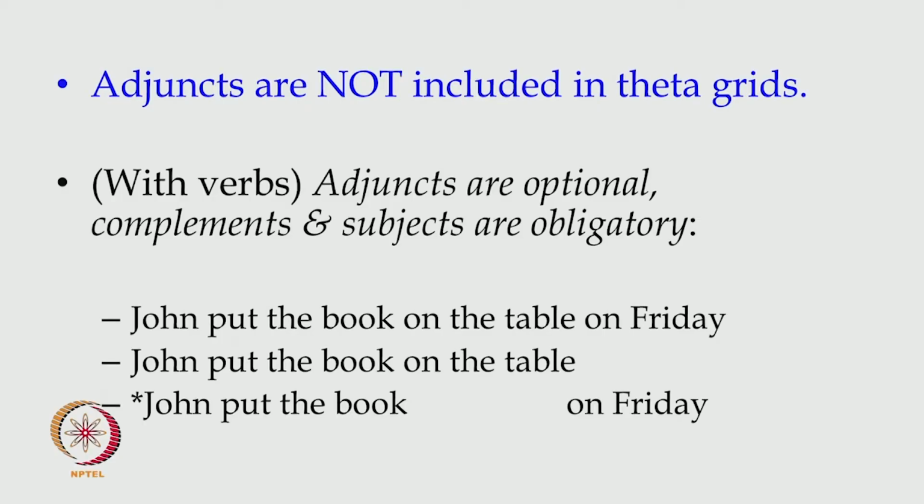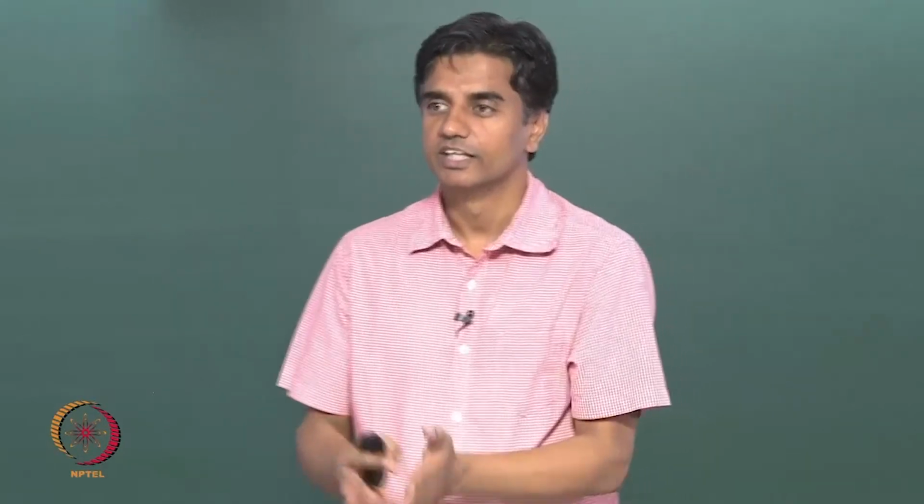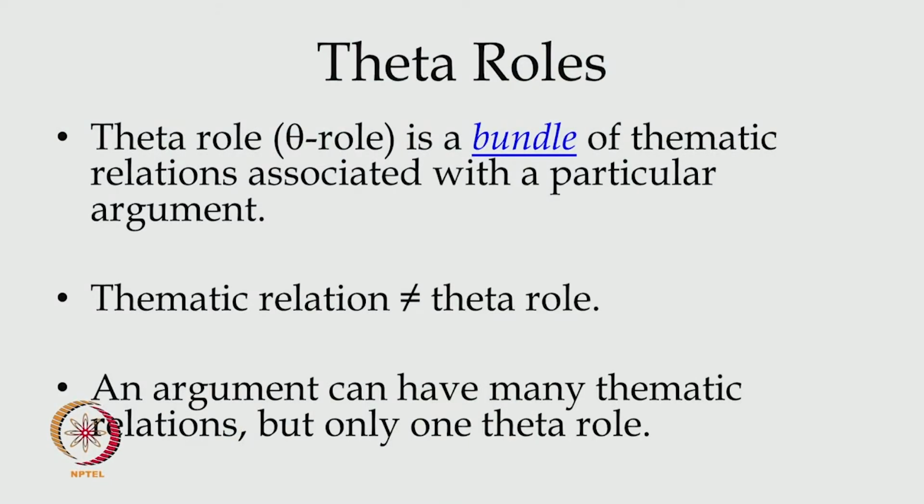Therefore, in this sentence, on the table will have a thematic relation, will have a thematic role, and when you look at the list carefully, you will see that this has a thematic role location, but on Friday will not have a thematic role because that's an adjunct. That's another distinction between complement and adjuncts, that complements get thematic roles, adjuncts do not get thematic roles. When we were discussing the distinction between complement and adjuncts, we had not discussed thematic relations. Therefore, we didn't talk about this distinction. Clear? Give me another 2 minutes and I'll wind it up.